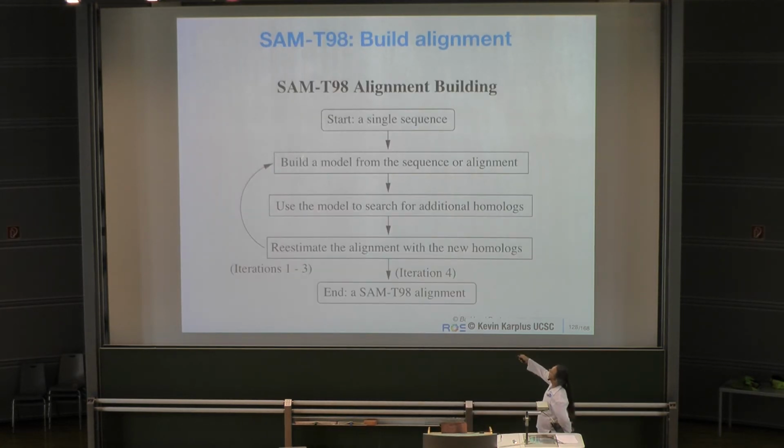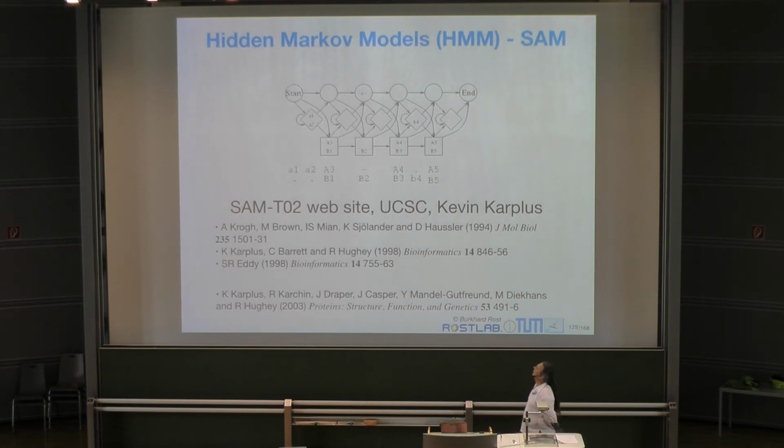So again, you start from a single sequence, you build a model, and use the model to search for additional ones. That's the iteration step in PsyBlast. You re-estimate the alignment, that again is all part of the iteration step, and you go into a cycle. You end, and the same is true for PsyBlast, if you no longer find anything that changes the profile, or you end at a given point after 5 iterations, or some fixed number.